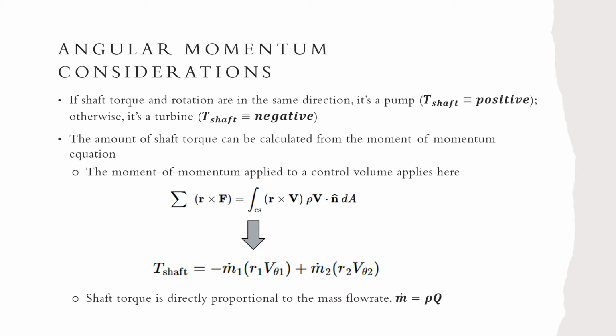The amount of shaft torque can be calculated from the moment of momentum equation for a control volume. Looking at the equation for shaft torque, we can see that the shaft torque is directly proportional to the mass flow rate. It takes considerably more torque and power to pump water than to pump air with the same volume flow rate. This is due to the differences in mass and therefore mass flow rate between the water and air. The greater the mass flow rate, the larger the shaft torque will be.